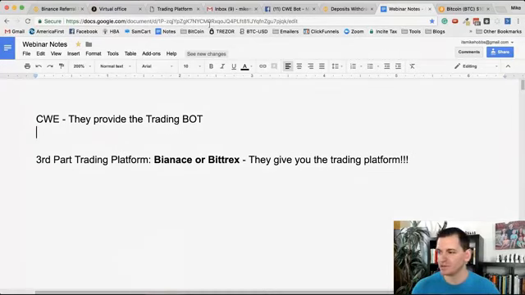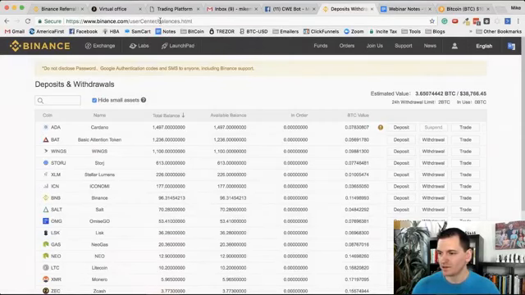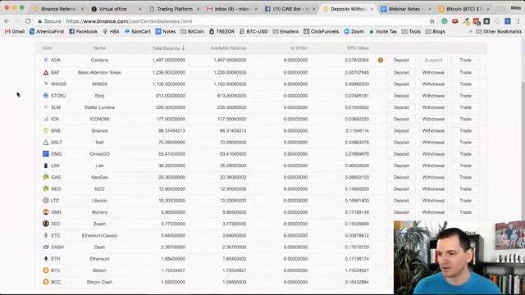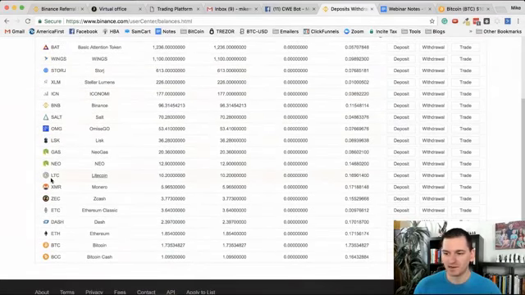Like, for example, let me show you. Here's my Binance back office. This is not anything to do with the company, the trading bot. This is my Binance back office. Look at all these different coins that it's already bought me. I've got ADA, I've got BAT, I've got Wings, I've got all these different coins that the software has already bought me. And I also have Bitcoin, Bitcoin Cash, like all these coins.